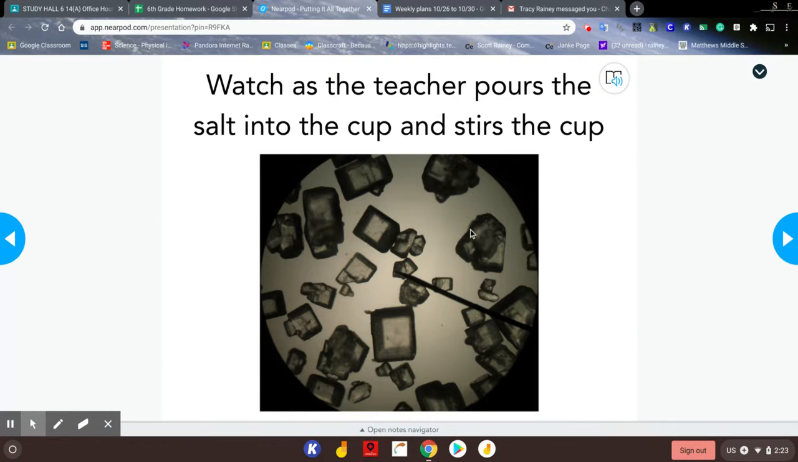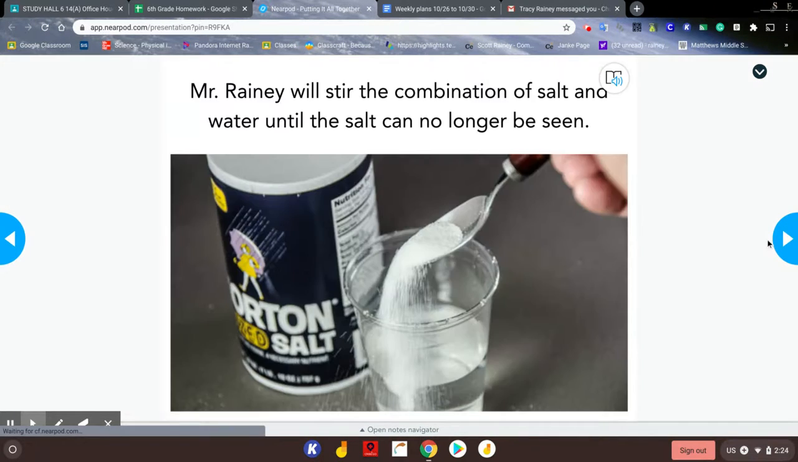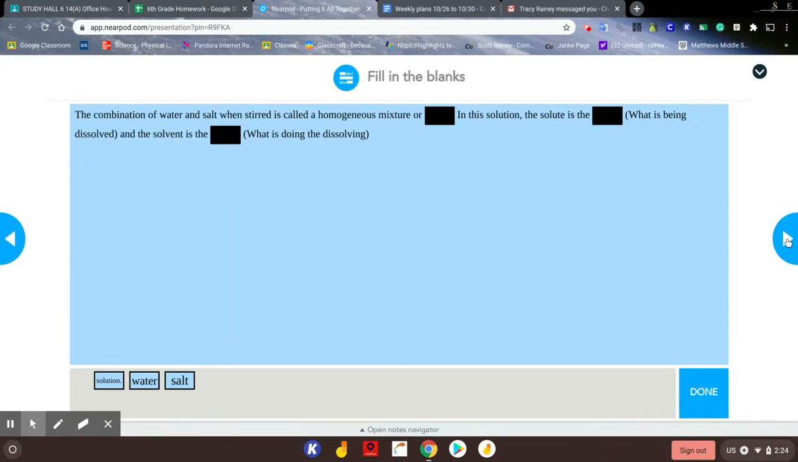If you were to look through the microscope, you would see salt. Salt looks like this through a microscope. It has a cubic shape because of the way it's structured. I added the salt to the water and I stirred it so you can no longer see it. That's the process of dissolving. And the combination of water and salt when stirred was a homogeneous mixture.